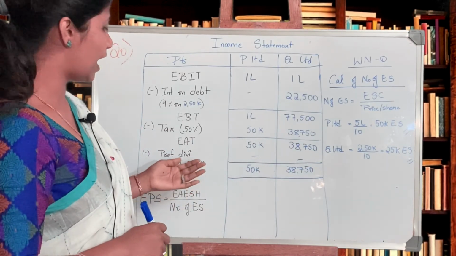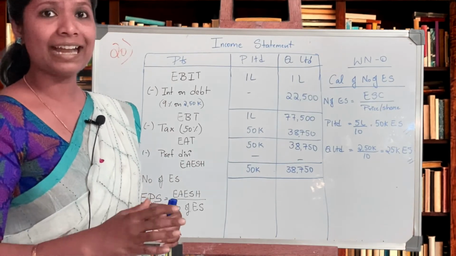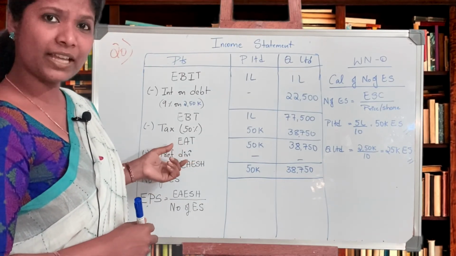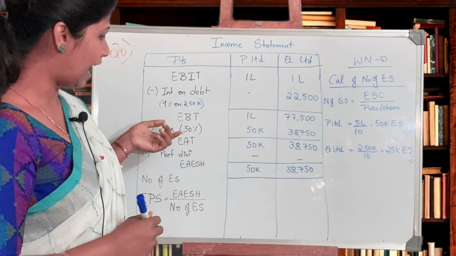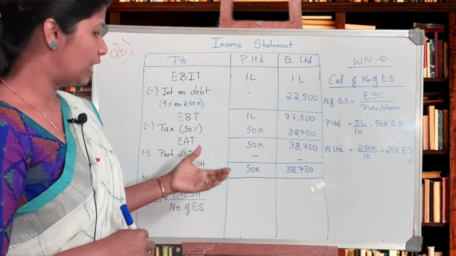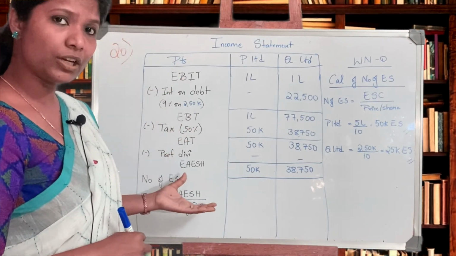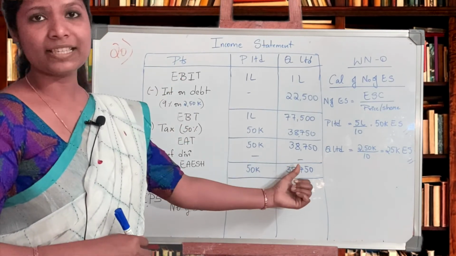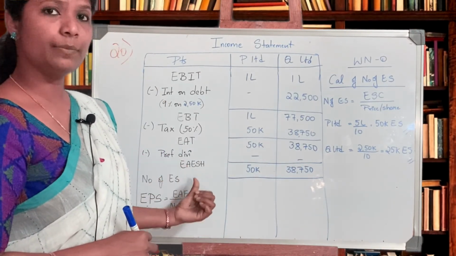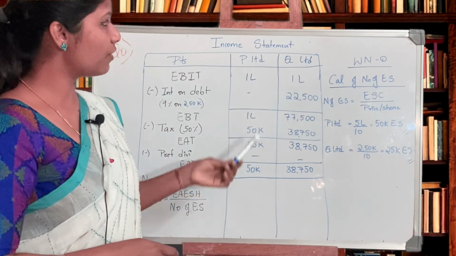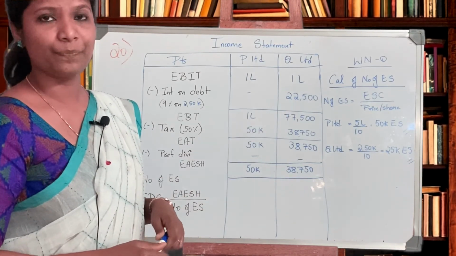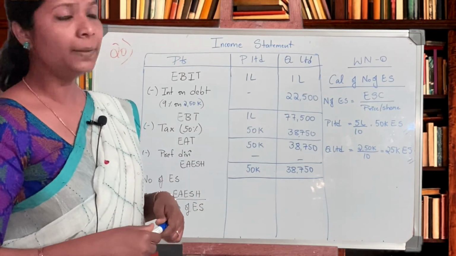Next we have preference dividend. Both companies, P and Q, do not have preference shares. So you can either eliminate this step and directly arrive at earnings available to equity shareholders after tax, or if you're getting confused, just go on with the format of the income statement and put a dash or a hyphen there. Carry forward to earnings available to equity shareholders: 50,000 for P Limited and 38,750 for Q Limited.